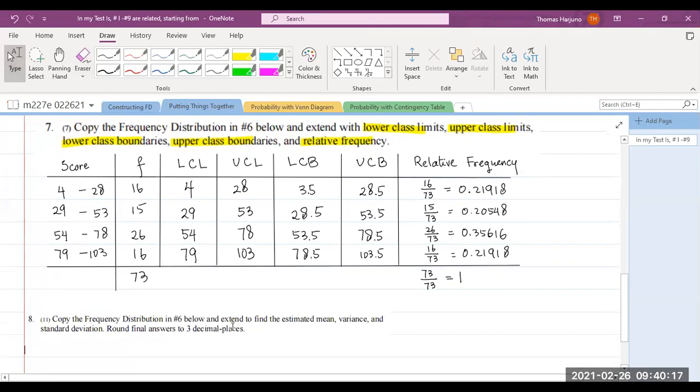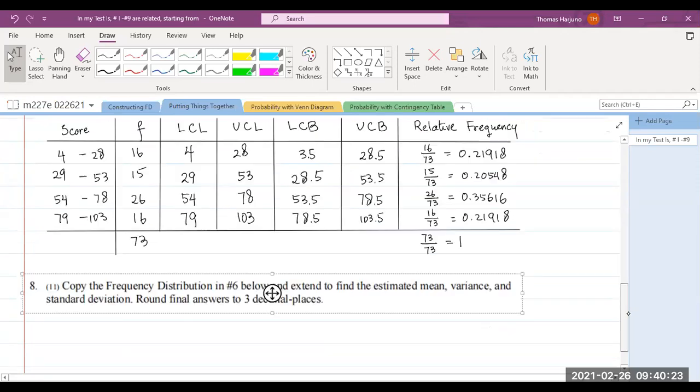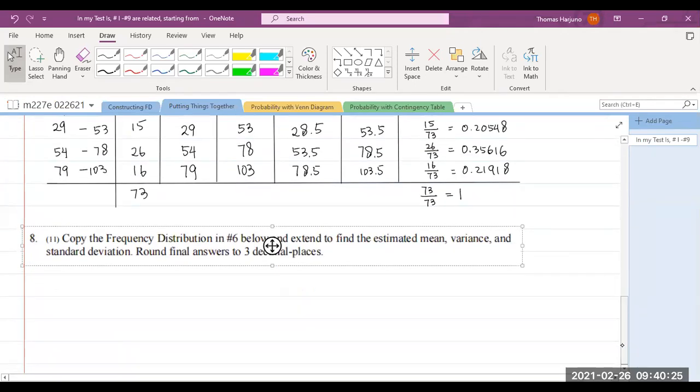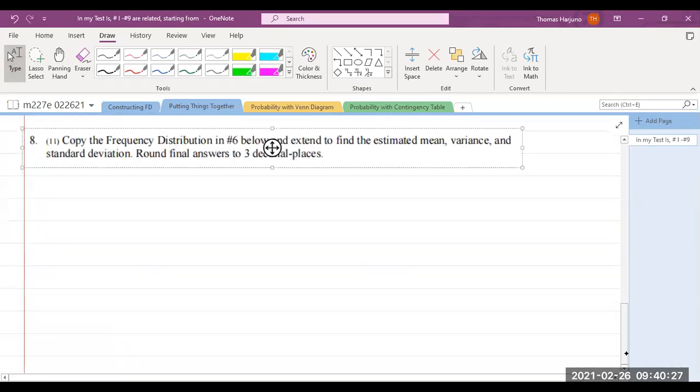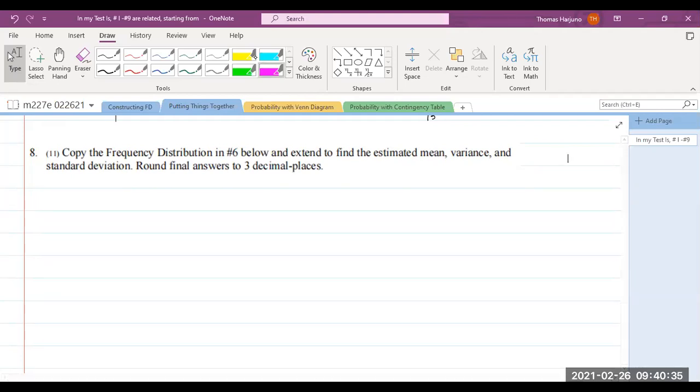Question number 8. Copy the frequency distribution you get in number 6 below. So you basically do the same thing first. You copy the frequency distribution. And later on, you will extend it to find the estimated mean, variance, and standard deviation. Now, round your final answer, only final answers, to 3 decimal places. Usually, if I don't say how far you need to round it, then assume it's 5 decimal places.